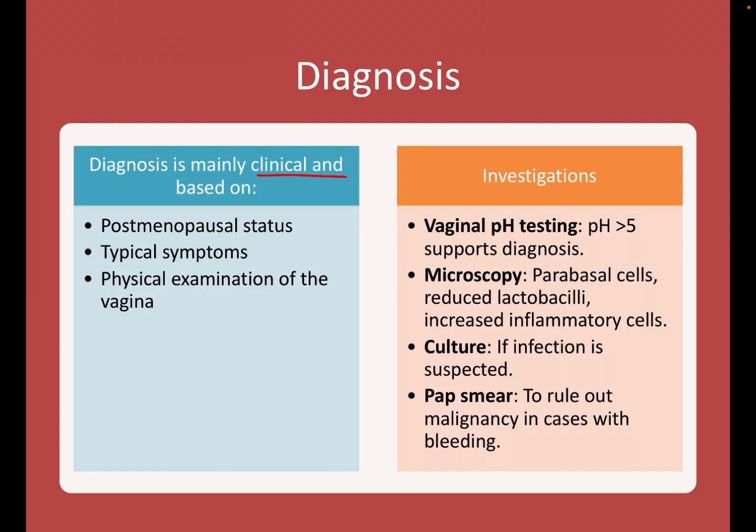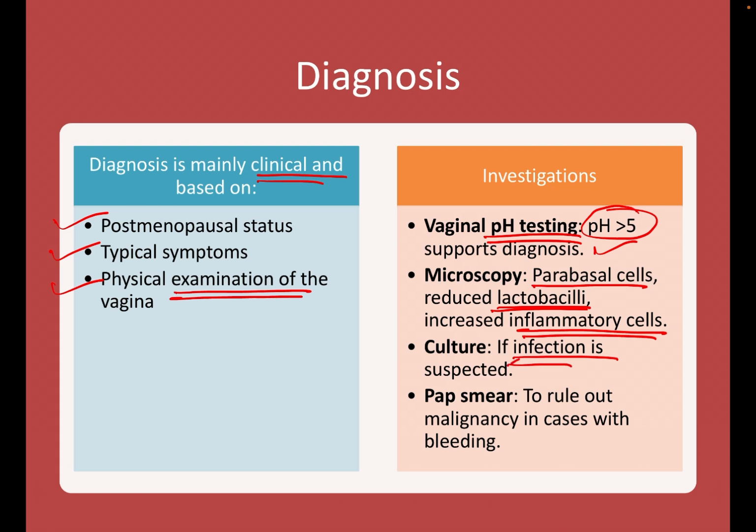Diagnosis is mainly clinical and it is based on postmenopausal status, typical symptoms, and physical examination of the vagina. The investigations include vaginal pH testing, where a pH greater than 5 usually supports the diagnosis. Microscopy shows parabasal cells, reduced lactobacilli and increased inflammatory cells. Culture if infection is suspected. Pap smear to rule out malignancy in cases of bleeding.